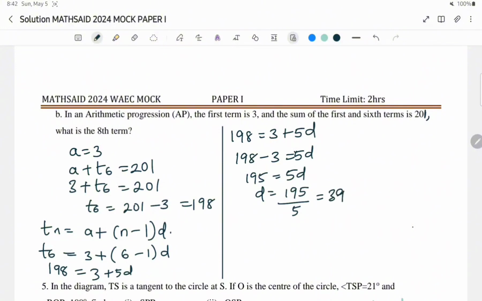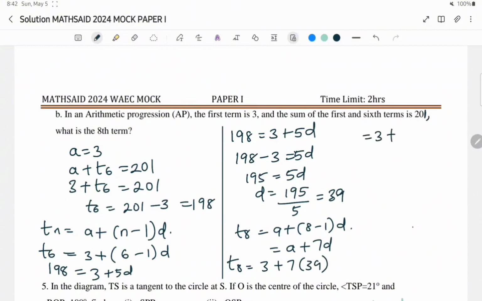39. Now the question asks us for the eighth term, that is T8. Well, T8 will be equal to A plus 8 minus 1 multiplied by d, which is A plus 7d. That means T8 will be equal to 3 plus 7 times 39. 7 times 39 is 273, and that's going to give us 276. That means the eighth term is 276.